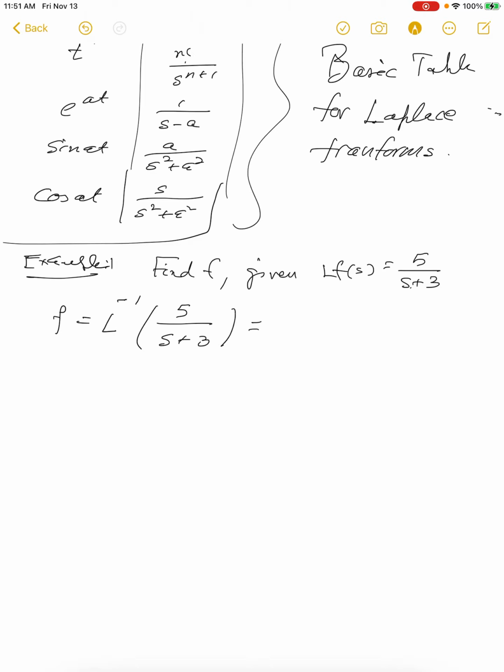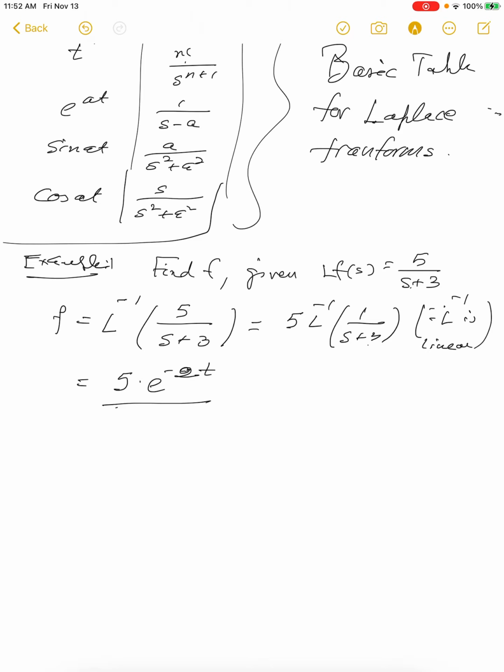Because L is linear, its inverse is linear, so you can pull out 5 and you will get 1 over s plus 3. So since L is a linear transformation, its inverse denotes the inverse of the linear transformation. And now this is corresponding to a equal to minus 3. By the formula you see this is e to the minus 3t. So f is 5 times e to the minus 3t. Laplace transform of f will be 5 over s plus 3. Good. Let's do another example.